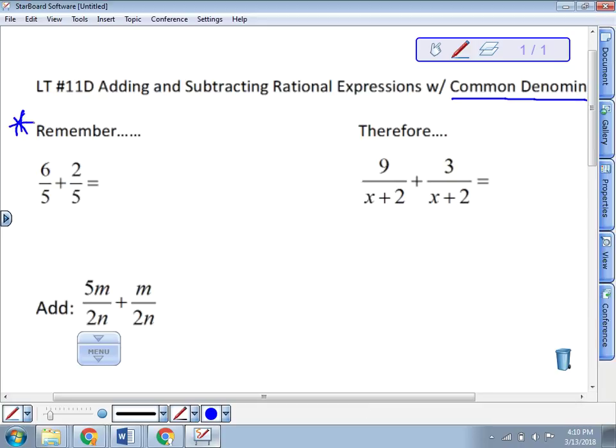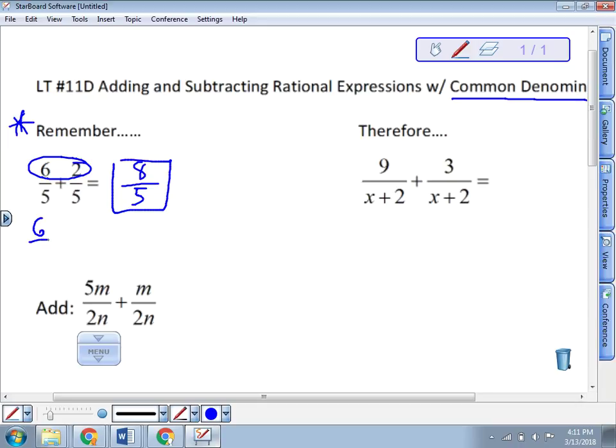So take a look at this example right here. Again, something that we've seen before. 6/5 plus 2/5. What does that equal? Well, once you have a common denominator, which in this case is the same denominator, 5, all you've got to do is add up or combine the numerators. So 6 plus 2 is 8/5. That would be the correct answer.